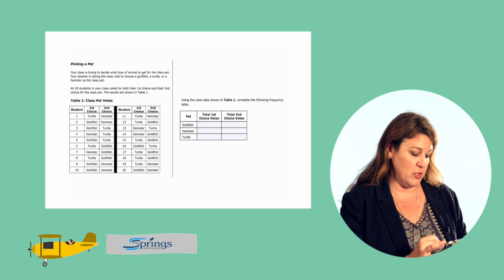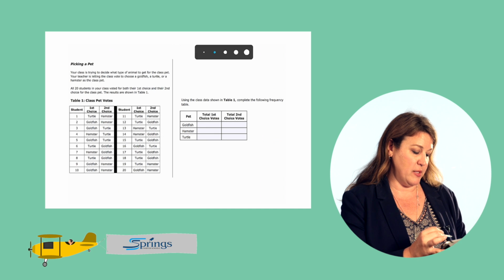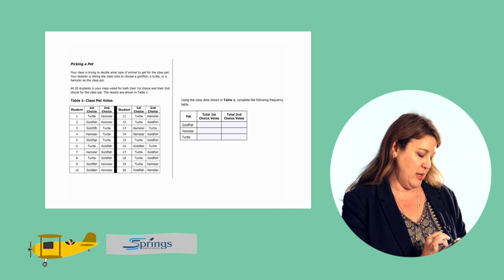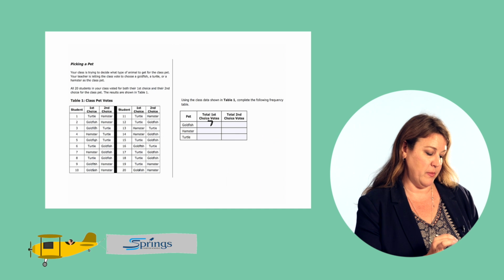Okay, so goldfish, we want to count how many first choice votes for goldfish. So we're just going to count. First choice is this column. So we have 1, 2, 3, 4, 5, 6, 7 first choice votes for goldfish. So we'll just enter that into our table.